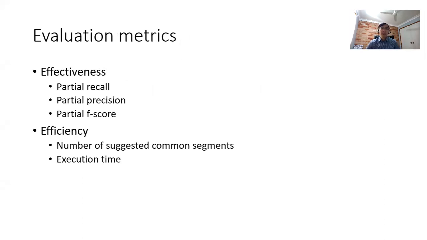For evaluation metrics, we have 5 metrics, 3 for effectiveness and 2 for efficiency. For effectiveness, we have partial recall, partial precision, and partial F-score. For efficiency, we have number of SIGCSE common segments and execution time.